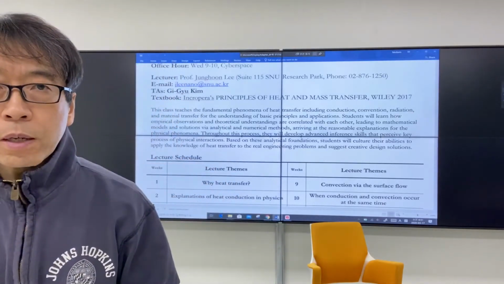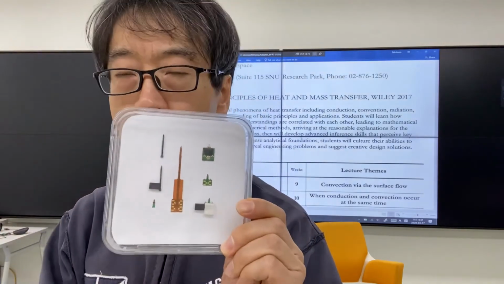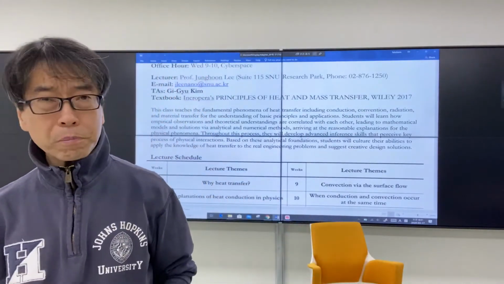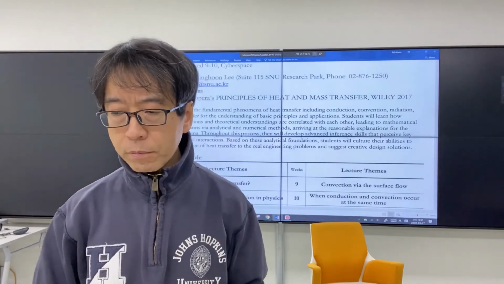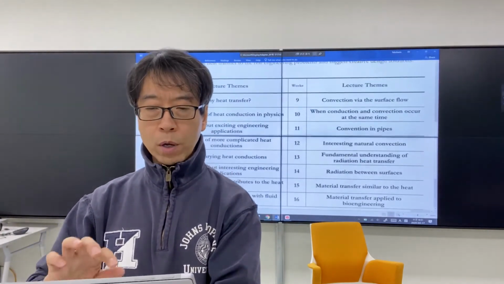You can come up with these little tiny devices that can do a lot of magical things. I'm gonna explain what this little device can do later on, how they are related with heat transfer, how heat transfer plays the key role in making these devices function like magic. Okay? So these are the lecture schedules. Okay, let's take a look at them one by one.